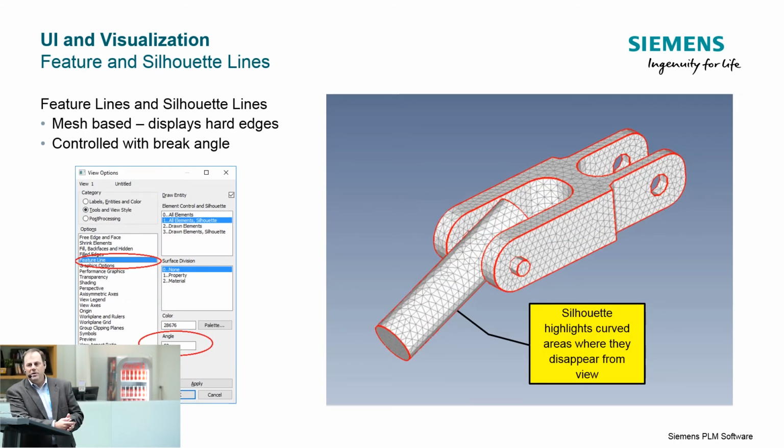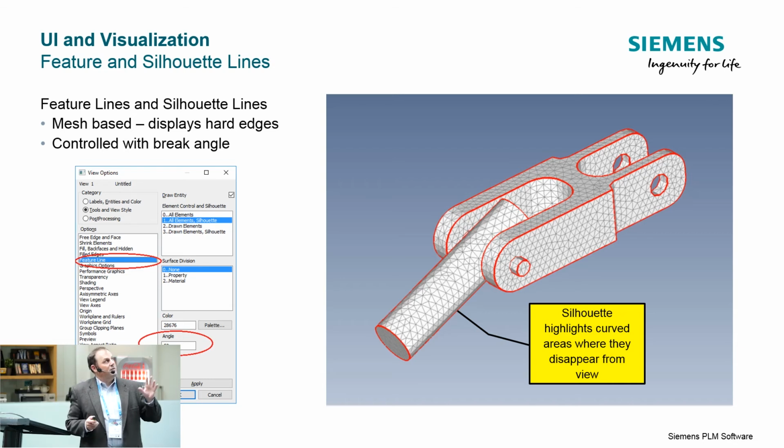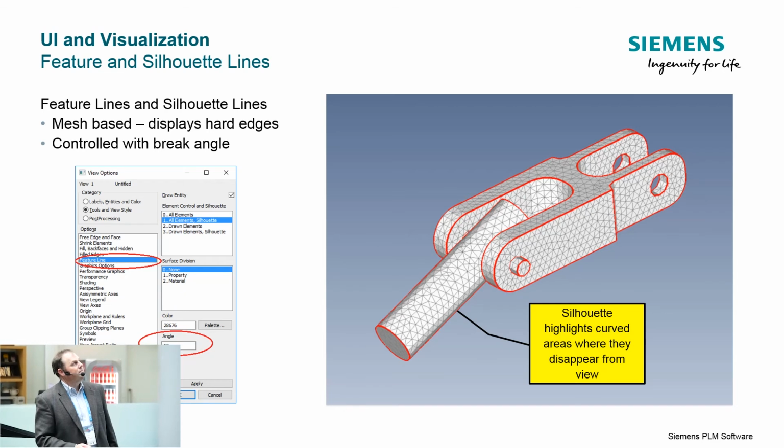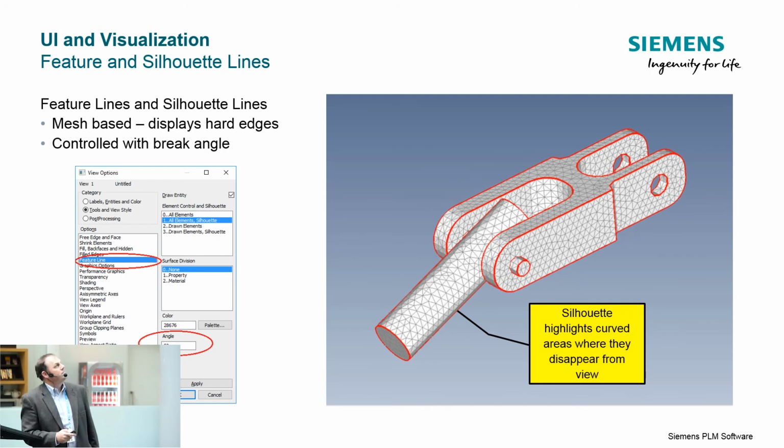Okay. Something else we added here was the ability to do feature lines. So this is mesh only. So you can have lines basically showing you the outside of your part, almost like there's underlying geometry. And it's simply based on like a break angle between faces of the elements.